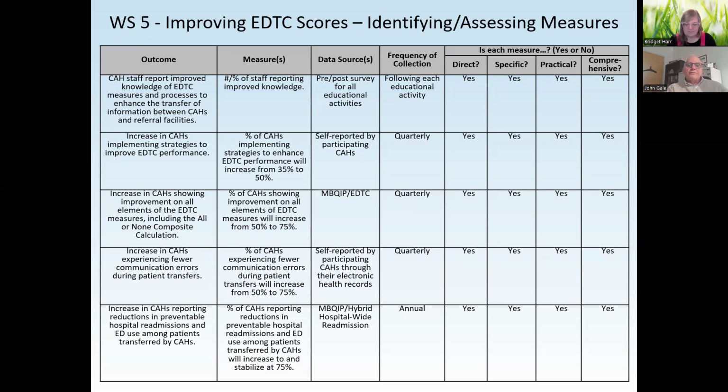So in each of these, for the first, improved knowledge, you should do a pre-post survey for educational activities. Increase in implementing strategies will be self-reported by the CAHs. Showing improvement in other measures, that's MBQuIP or a report on the EDTC measures. And then finally, the fewer communication errors and reductions in patient unnecessary, preventable admissions or ED use, that's going to be a combination of MBQuIP and hybrid hospital-wide readmission rates.